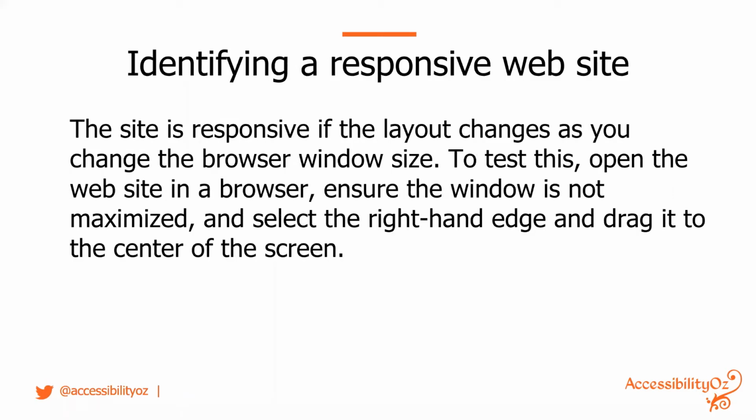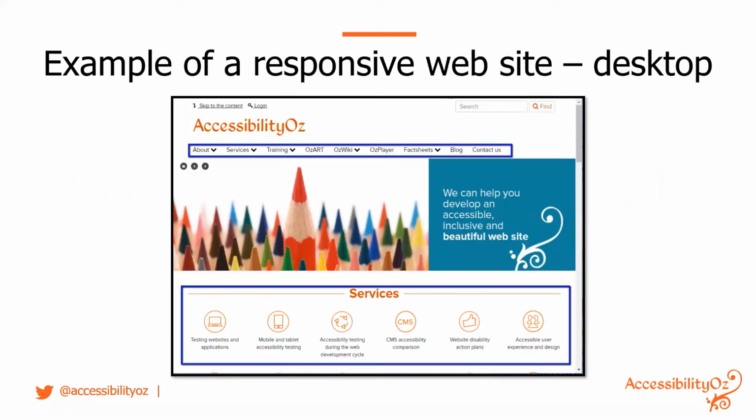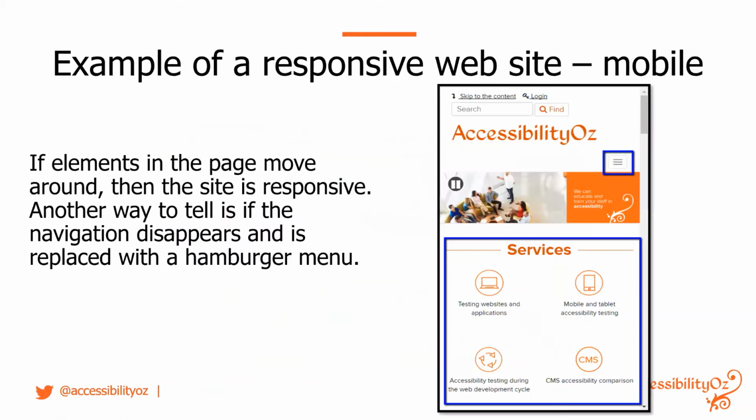If the site is responsive, the layout changes as you change the browser window size. To test this, you open the website in the browser, ensure the window is not maximized, select the right-hand edge and drag it toward the center of the screen. So this is an example here. We've got the AccessibilityOz website, with your navigation along the top, and then your services, which are 6x1. When you make that screen smaller, the navigation changes into a hamburger menu, and the services are 2x3 instead of 6x1.